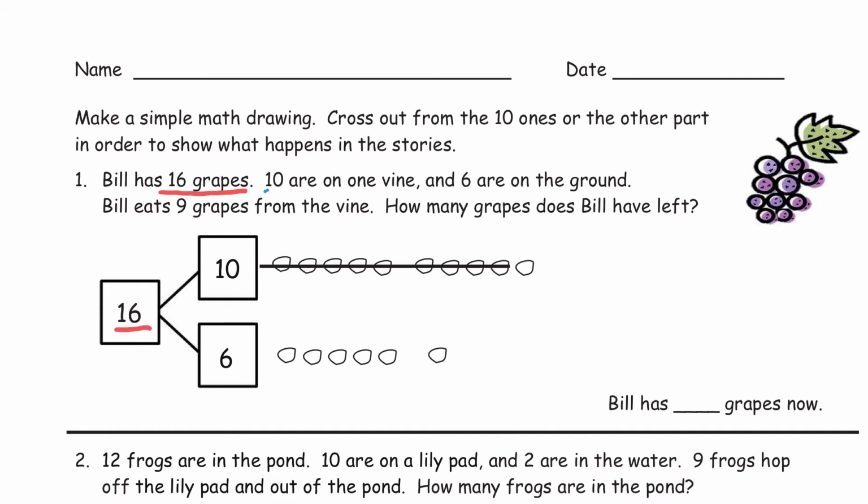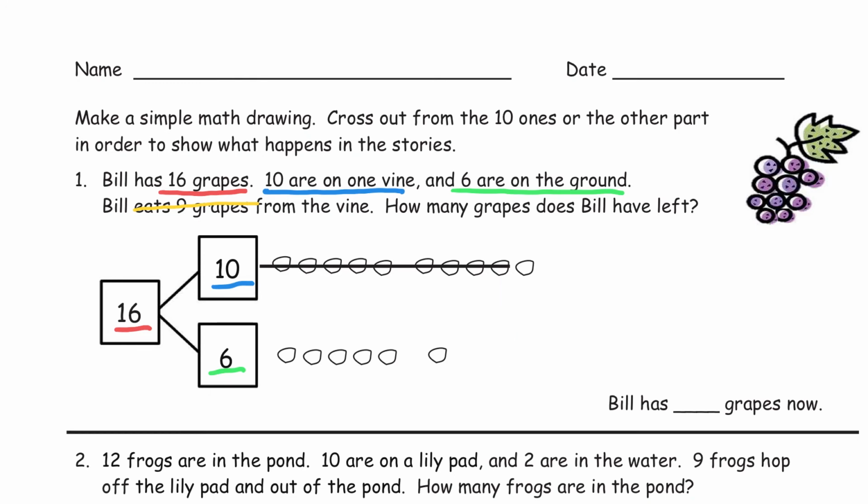10 are on the vine. So there's our 10 on the vine. And 6 are on the ground. Here's what we have on the ground. Then they drew it out for us. So there's our 10, and there are the 6. He ate 9 of them. So eating 9, well, we're going to cross them out, aren't we? So we ate 9. And that's what they did right here. They crossed out 9 that he ate because they're gone. If you ate them, they're not there anymore.